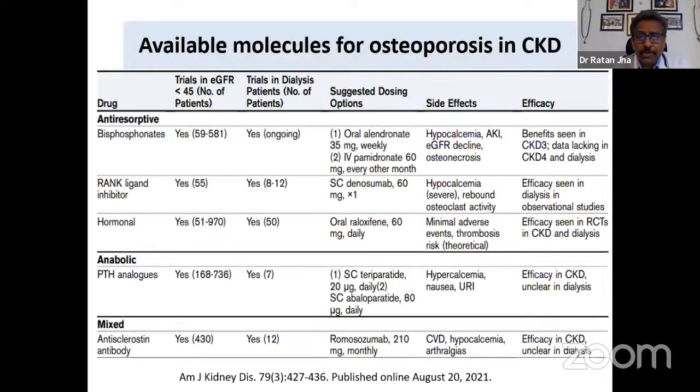Therefore, the available molecules for osteoporosis in CKD are shown in the slide. The anti-resorptive molecules like bisphosphonates, RANK ligand inhibitor like denosumab, and hormonal therapy like oral raloxifene. Anabolic agents like PTH analogs such as teriparatide and abaloparatide, and drugs which have both anti-resorptive and anabolic functions, like the anti-sclerostin antibody romosozumab. All these drugs have been used in patients of chronic kidney disease with different kinds of results.